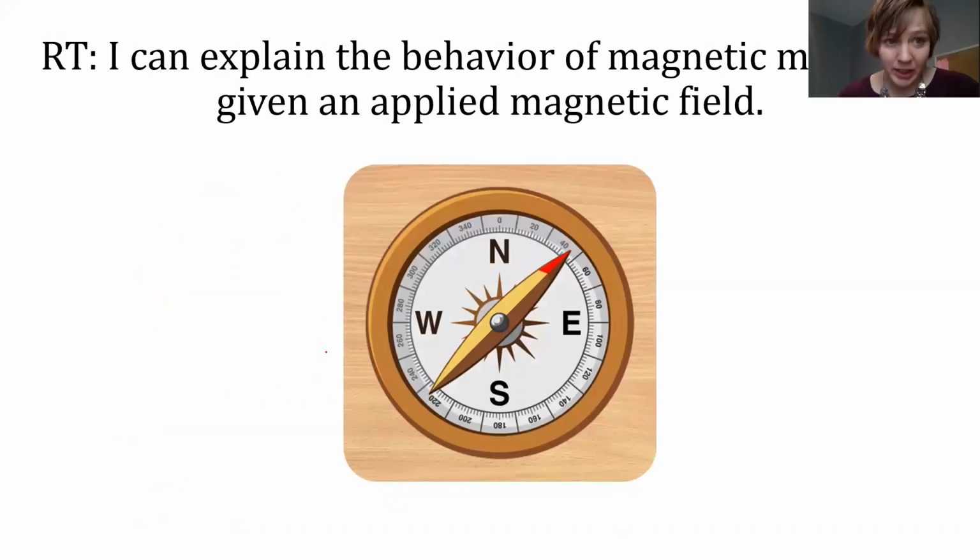Okay, next reasoning target, I can explain the behavior of magnetic materials given an applied magnetic field. So the whole point of this is just to recognize that magnetic materials are going to align with whatever external field there is. So this is actually why a compass works. It has magnetic minerals, magnetic materials, and they align with the existing magnetic field of the Earth. It's as simple as that. What do magnetic materials do? They align with an external field.